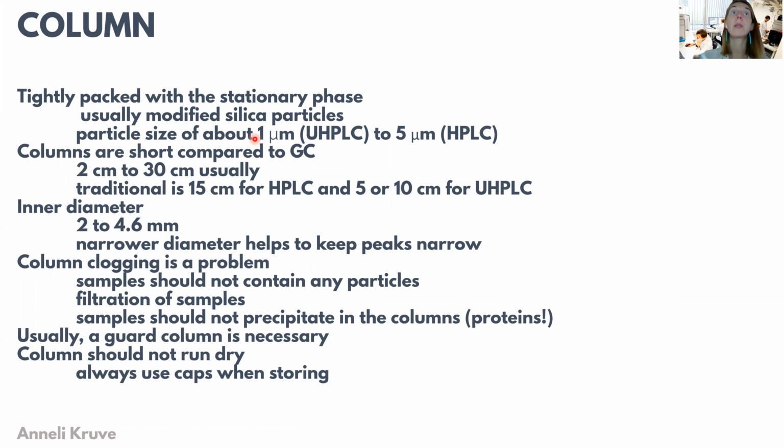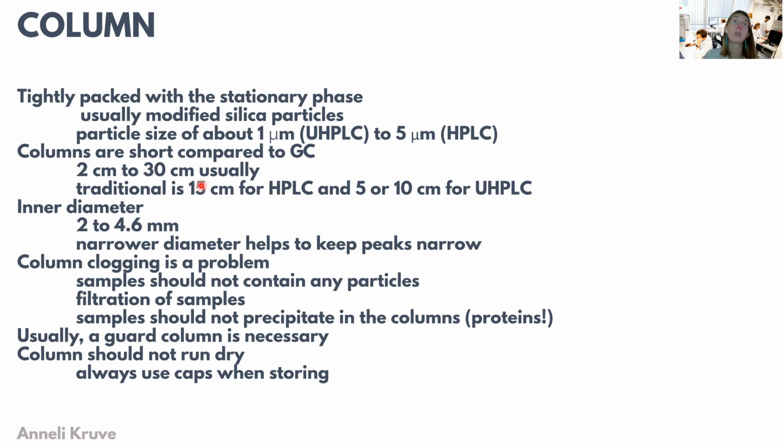The smaller particle size is, of course, beneficial because they allow more even packing of the column. So that means that the eddy diffusion impact on the theoretical plate height is getting lower and lower. So that we theoretically can achieve a lower theoretical plate height and therefore more efficient chromatograms, narrower peaks.